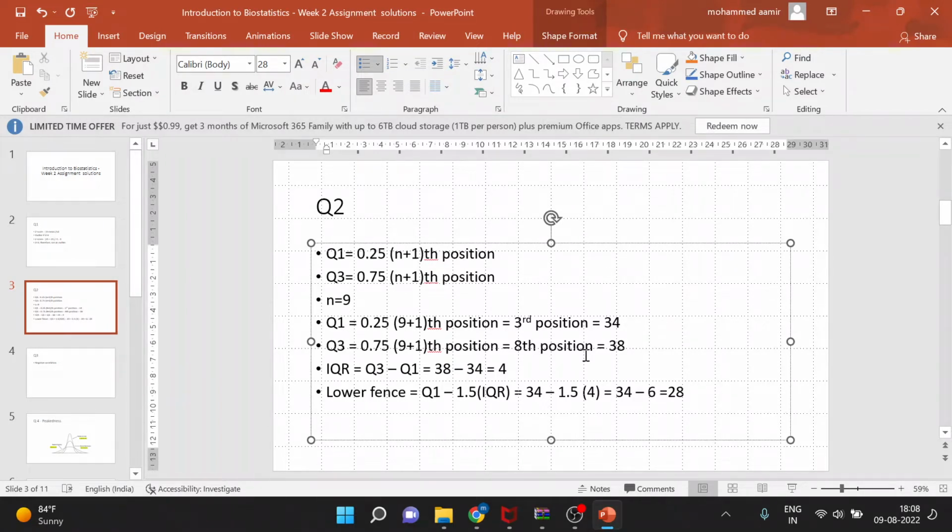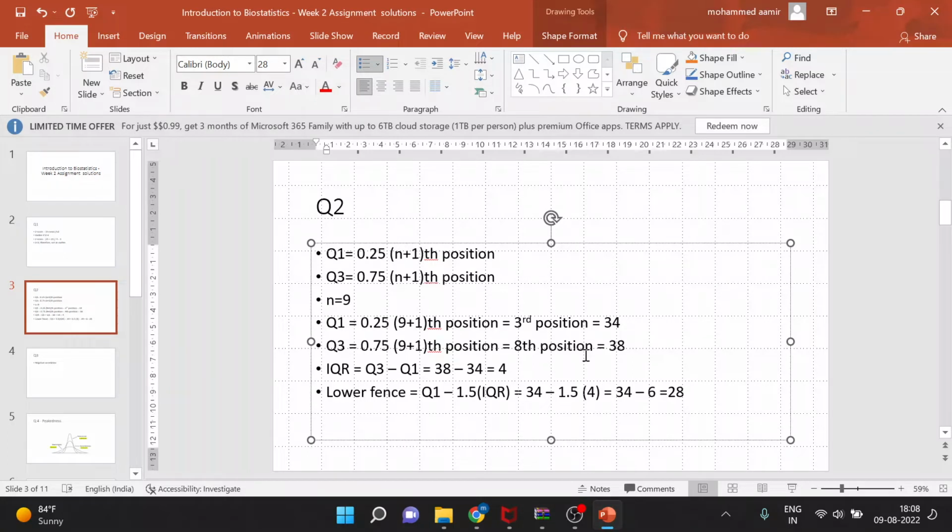So basically, it's the value at which 50% of your data points lie, like the middle value. Q1 is where 25% of your data points lie before it, and Q3 is where 75% of your data points lie before that value.